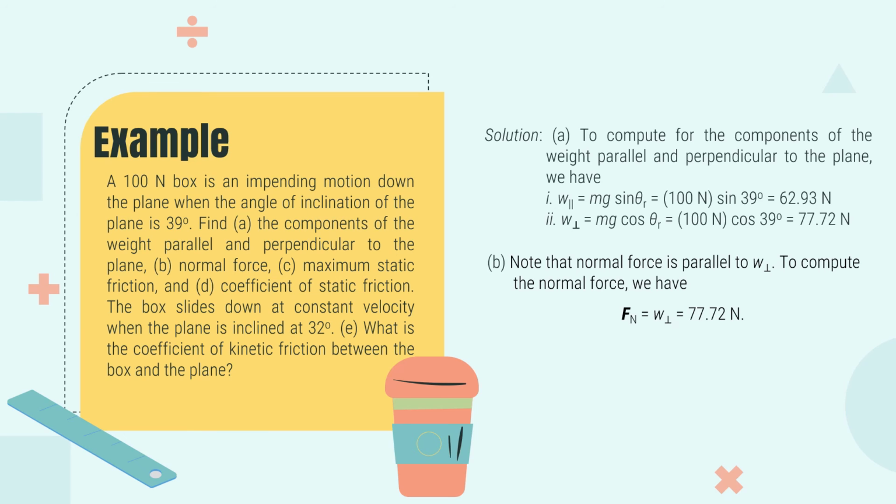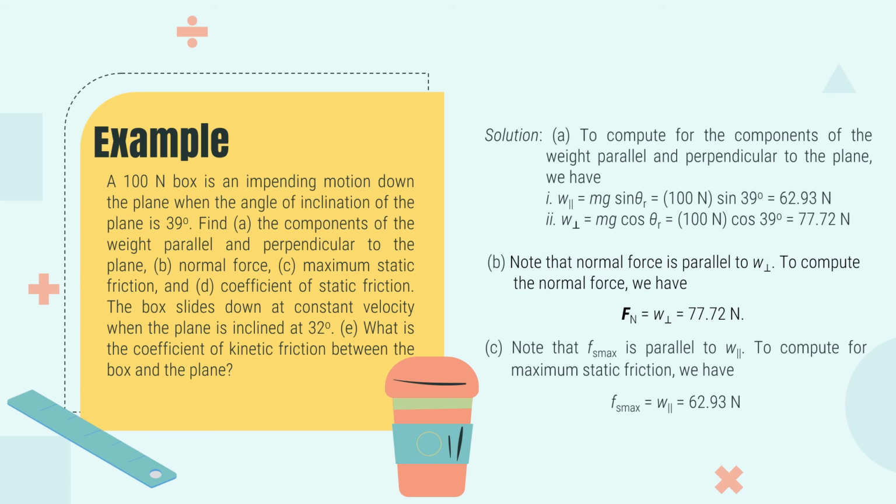For letter B, note that the normal force is parallel to W sub perpendicular. To compute the normal force, we have F sub n is equal to W sub perpendicular, which is equal to 77.7200 Newton. For problem C, note that F sub s max is parallel to W sub parallel. To compute the maximum static friction, we have F sub s max is equal to W sub parallel, which is equal to 62.9300 Newton.